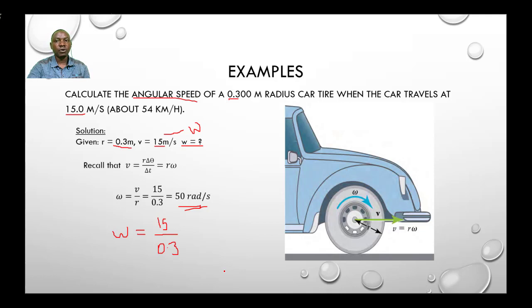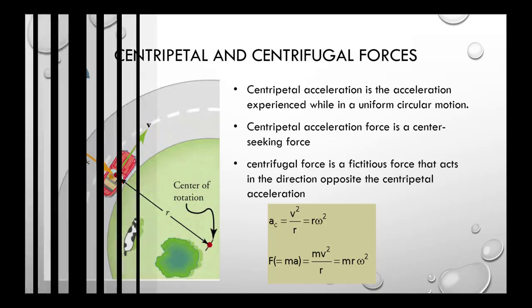I hope you understand that concept. Whenever you are given linear information and you are asked to calculate the angular equivalent of it, all you need to do is divide that linear parameter being given to you by the radius of the rotation. Once you do that, you will get your answer, and it will be expressed in radians per second. That is why you have rad per second. So you should take note of that information.